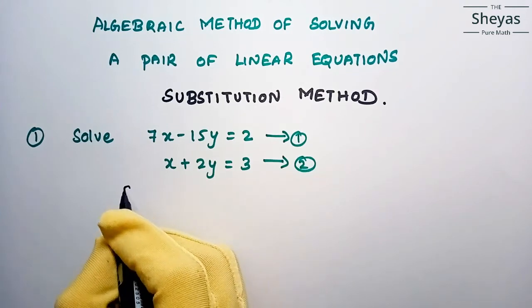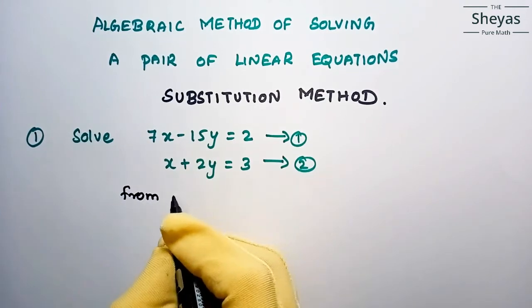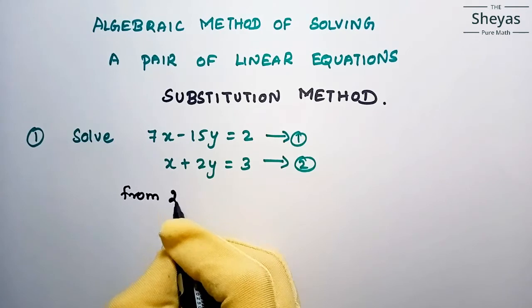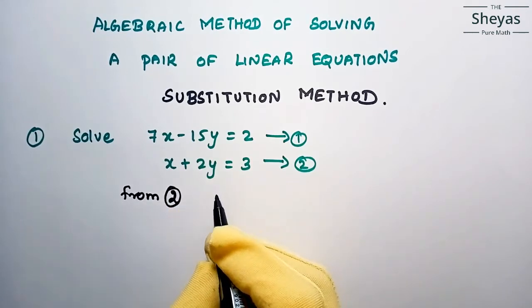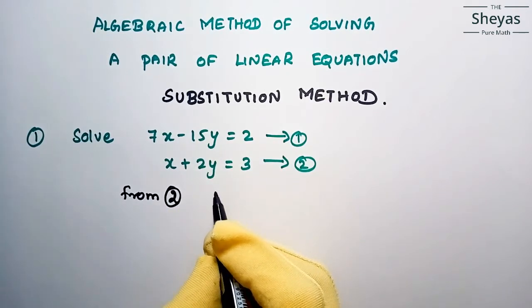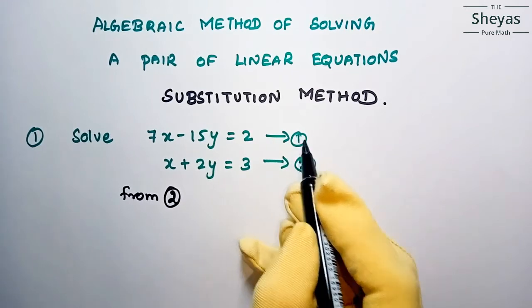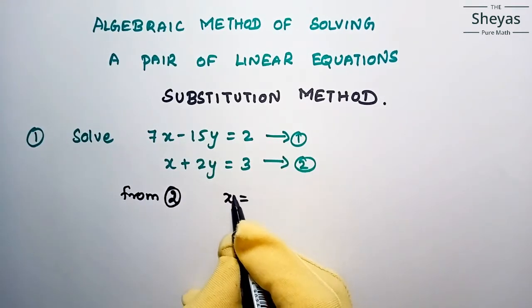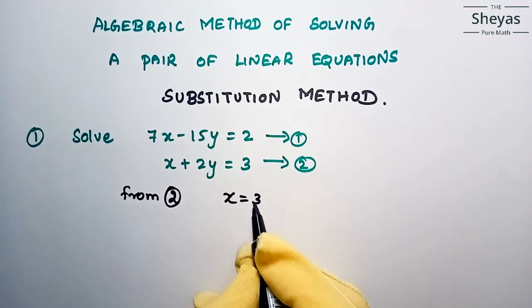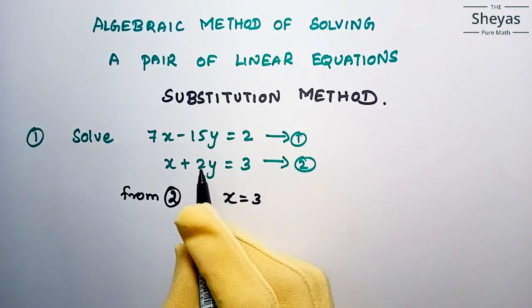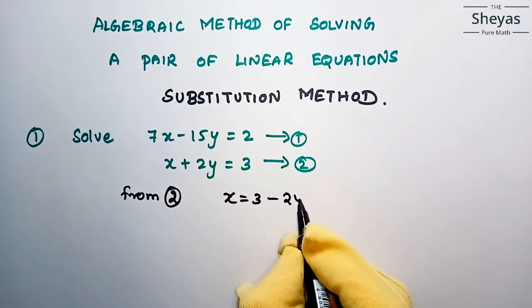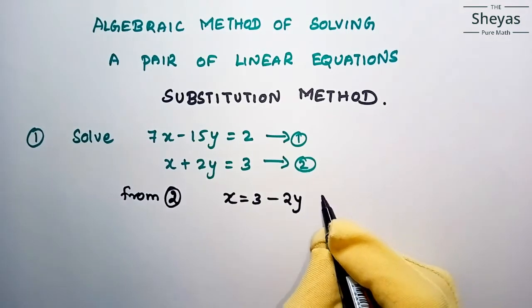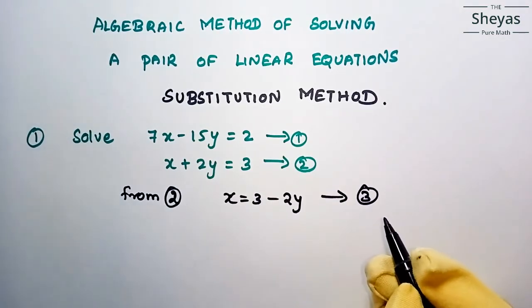So from 2, I am just writing the x value. This is the first equation and this is the second equation, and from 2 I am writing the x value, that is x is equal to 3 minus 2y. This 2y goes to the other side. And now mark this as the third equation.